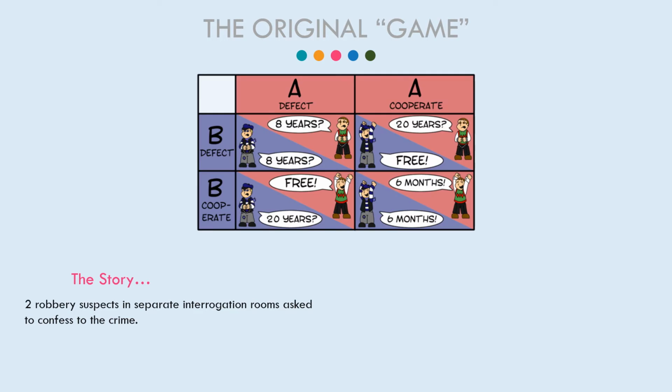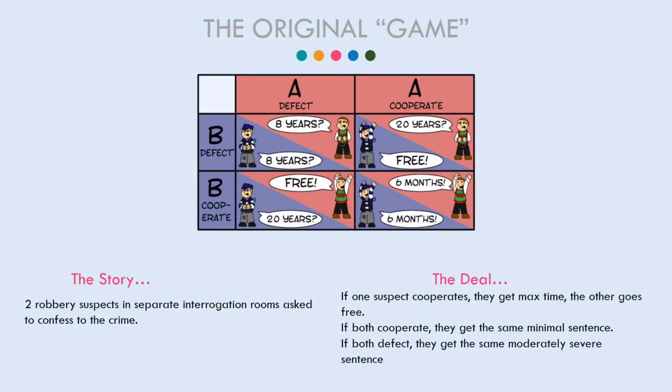The original Prisoner's Dilemma game had the story of two robbery suspects in separate interrogation rooms being asked to confess to the crime. It looks something like this. The deal was, if one suspect cooperates, they get the max time and the other goes free. If both cooperate, they get the same minimal sentence. If both defect, they get the same moderately severe sentence. So, will you cooperate? Or will you look out for yourself and defect and risk getting even more time?